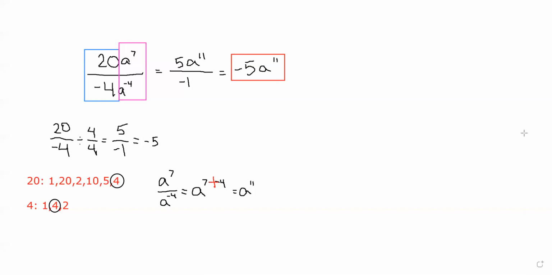Are there any questions about any part of this? I simplified the coefficients. 20 over negative 4 is negative 5. I applied our rule number 3, the division rule, to our a's, and then I smashed it all together into our final answer.